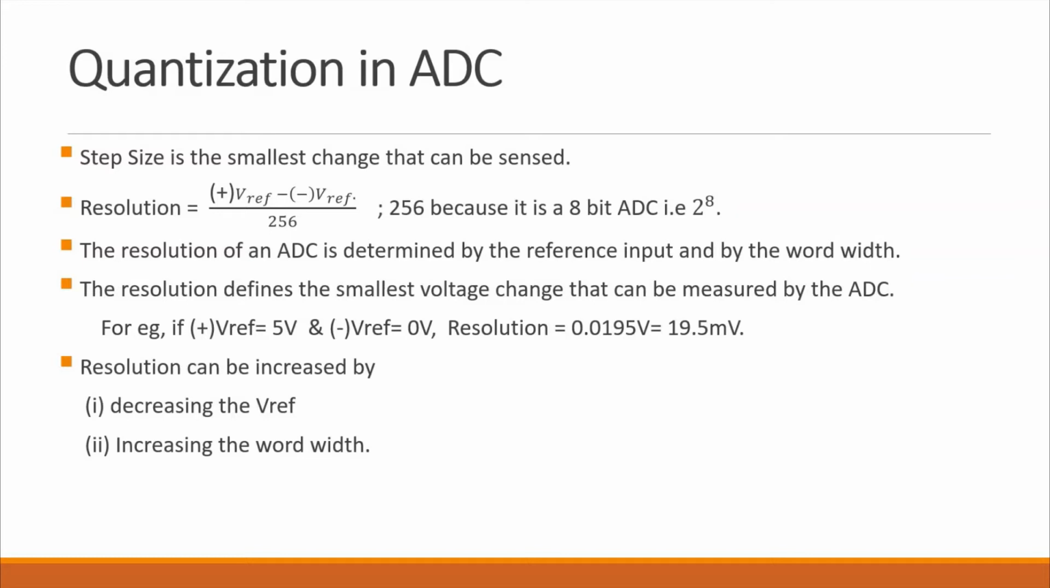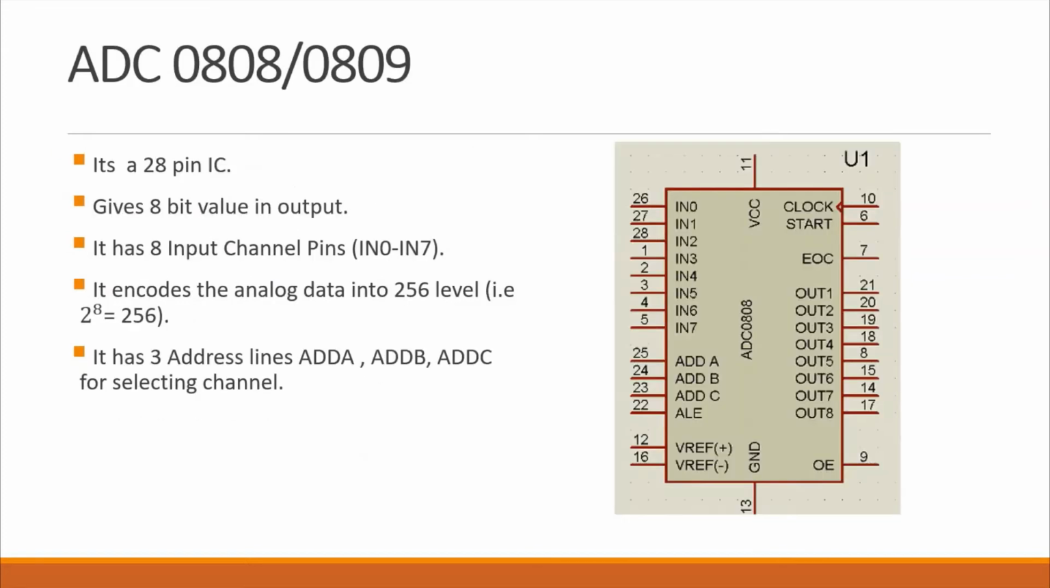Clear? So either you increase the word width, that is the size of your ADC, going from 8-bit to 16-bit or 32-bit or 64-bit according to your requirement, or you decrease the reference voltage. That way you can improve your resolution. So before selecting an ADC for a particular application, first of all, identify the resolution required.